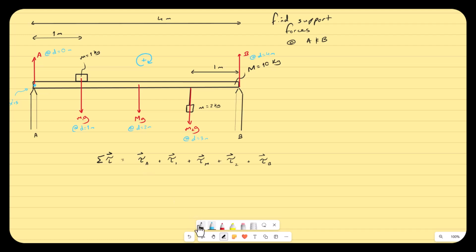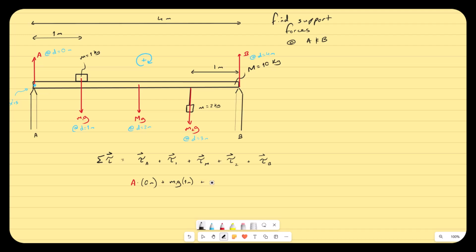Now, the torque from force A is my force at A, which I don't know, times my distance, which is 0 meters. Torque from this one, this is going to be an M1G times 1 meter.